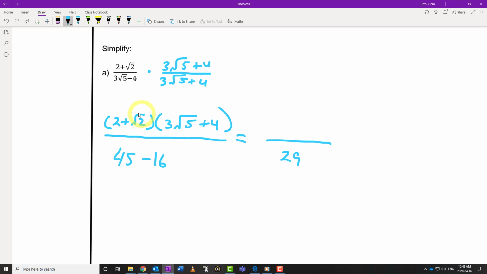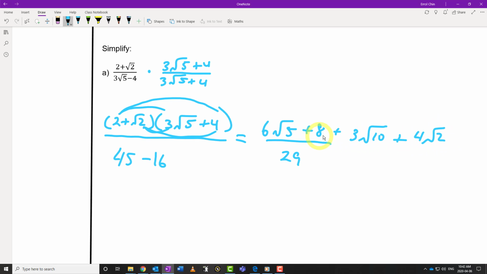The numerator, on the other hand, is going to take a little time. So we're going to distribute, right? First terms, outside terms, inside terms, and last terms. So first term is going to be 2 times 3 root 5. Well, that's going to be 6 root 5. The outside terms, 2 times 4 is just positive 8. Inside terms, I've got a root 2 and a 3 root 5. Well, that's going to be a positive 3 root 10. And then a root 2 times a positive 4, that's going to be 4 root 2.